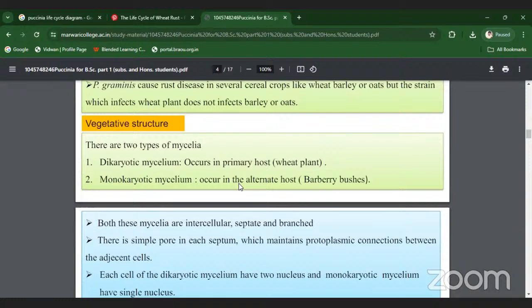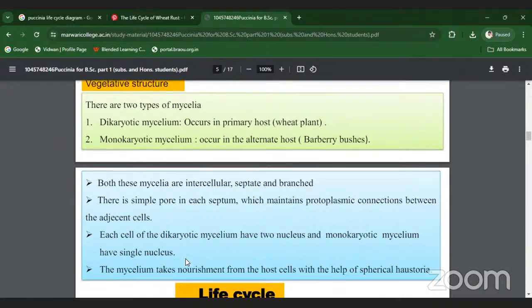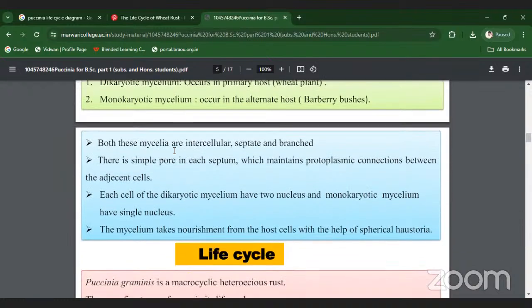And let's see the vegetative structure. There are two types of mycelia. Dikaryotic, just now we discussed, dikaryotic mycelium in the wheat plant. Monokaryotic mycelium in barberry. We will discuss both later. And both these mycelia are intercellular, septate, and branched. They are all intercellular, that means between the cells, in the intercellular space, septate, and branched.